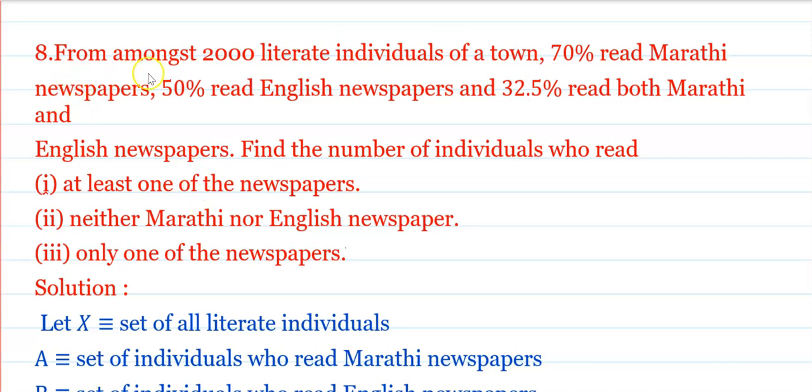Now question number 8. From amongst 2000 literate individuals of a town, 70% read Marathi newspaper, 50% read English newspaper, and 32.5% read both Marathi and English newspaper. Find the number of individuals who read at least one of the newspapers. Second, neither Marathi nor English newspaper. Third, only one of the newspapers.